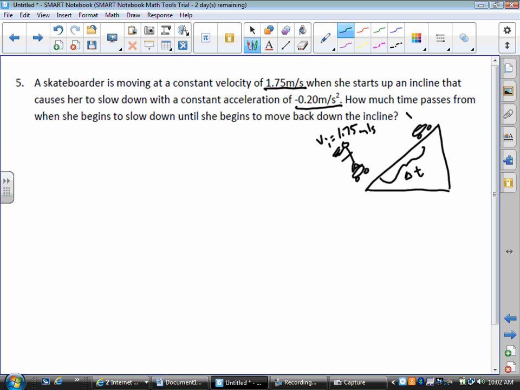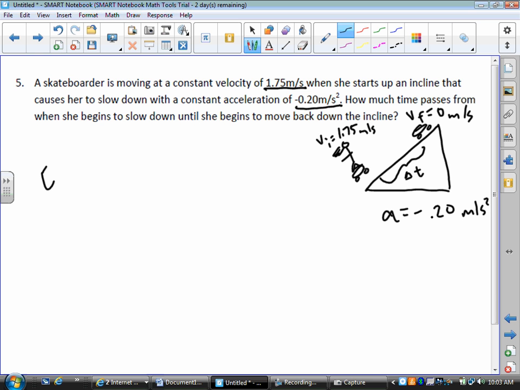The final velocity that we're going to be using is what? 0, right? Because they want to know the time it takes for her to get to a point where she starts rolling backwards. Well, the last point we'd be looking at would be where she's at 0. So at the very top of this motion, she's at 0 meters per second. And the acceleration for the problem was negative 0.20.